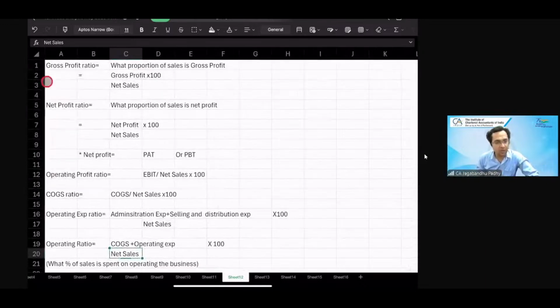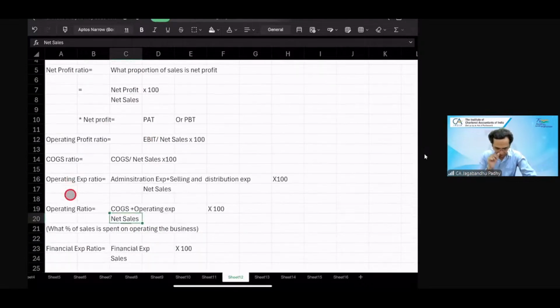One was regarding gross profit ratio, which was GP upon net sales into 100. Then we have the net profit ratio, which is net profit upon net sales into 100. Operating profit ratio is computed as EBIT upon net sales into 100. COGS ratio is computed as COGS upon net sales into 100. Operating expense ratio is admin expense plus selling and distribution expense upon net sales into 100.